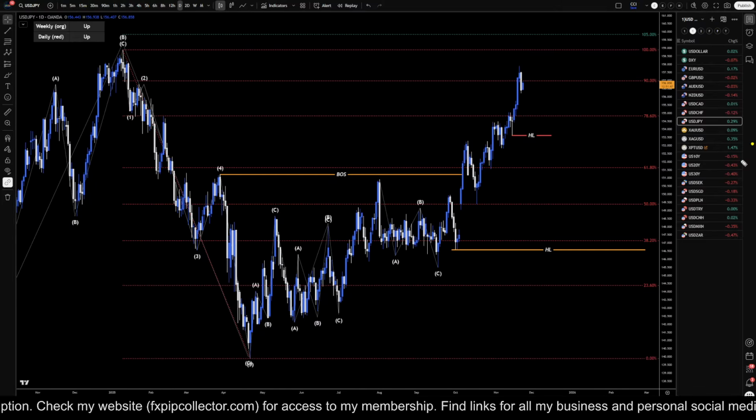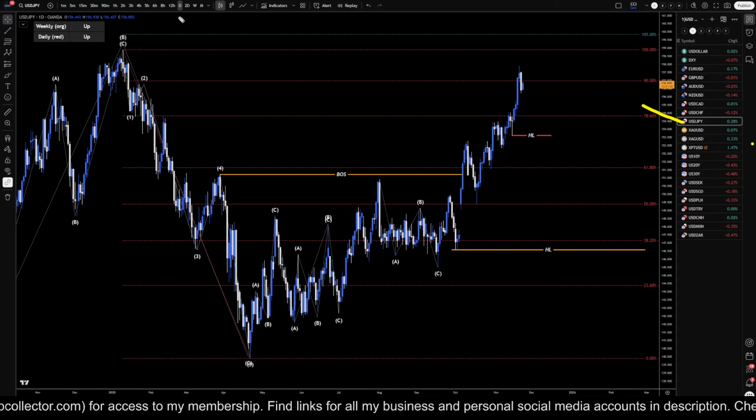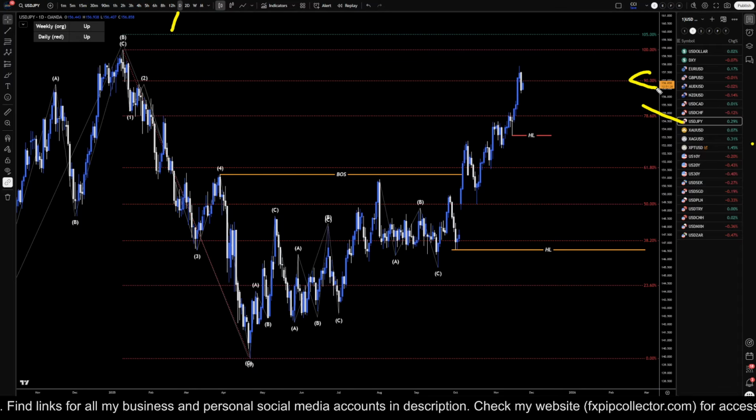Today is Monday, November 24th, and this is my analysis for the US dollar yen, and we're on the daily time frame to start with. So on the dollar yen, we definitely had this big bearish candle on the daily at the 90% fib.